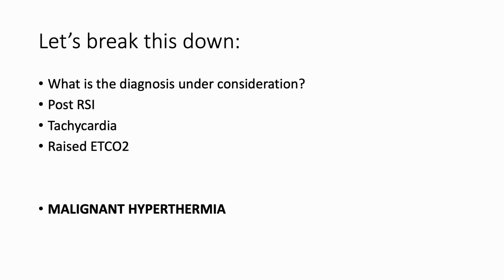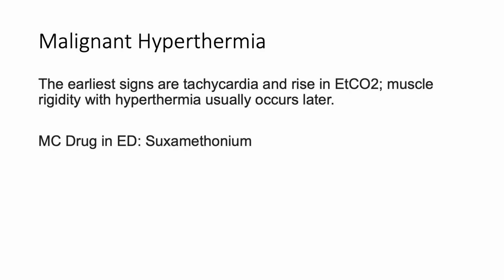Malignant hyperthermia is actually a misnomer. The earliest sign you see is not hyperthermia, but tachycardia and a rise in EtCO2. The muscle rigidity and hyperthermia will occur very late. The patient is intubated, so the first sign is tachycardia and raised EtCO2. And the most common drug in the emergency department or in theaters is suxamethonium or succinylcholine.